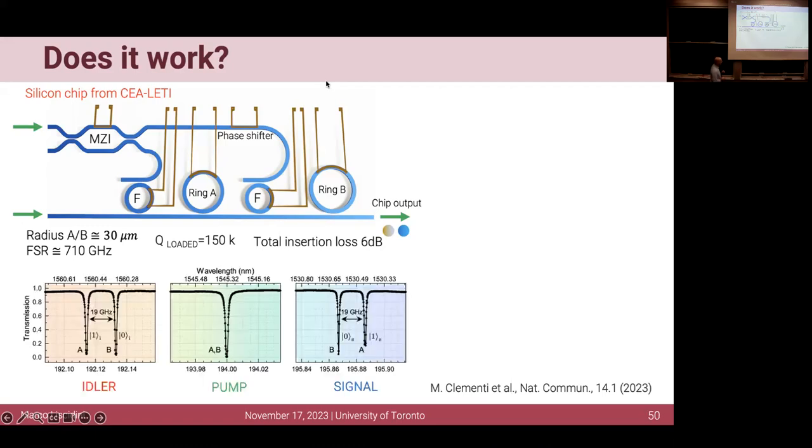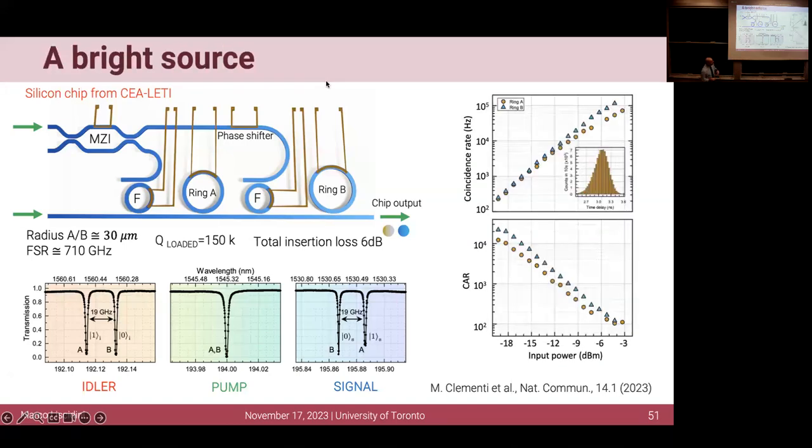Okay, and then what happens when you align the resonances of ring A and ring B for the pump? Then you have 2 bins here. This is the transmission spectrum, and you can see that the separation is 20 gigahertz, which is much smaller than the free spectral range of the rings. And so if you pump here, you're going to generate a superposition of A and B for the signal and, of course, for the idler.